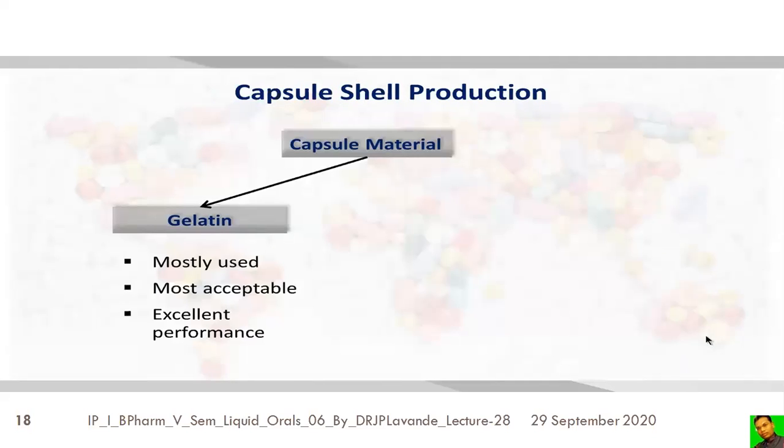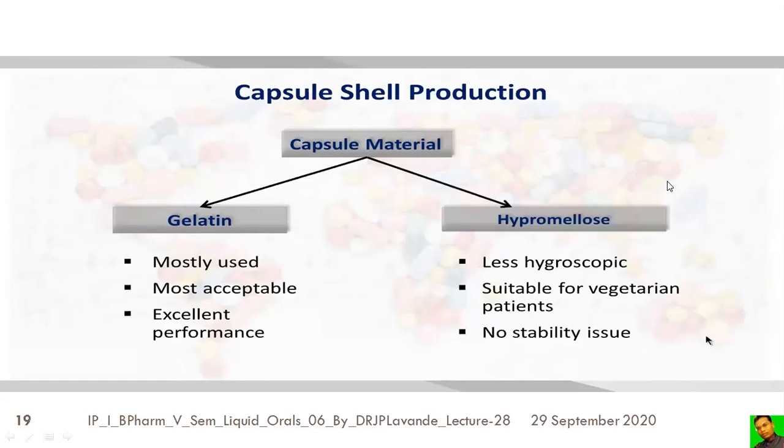Now, how are these capsule shells produced? In order to produce the capsule shell, what we require is the capsule material. The material used for the capsule is gelatin. Gelatin is very commonly used and it is quite acceptable, with excellent performance.